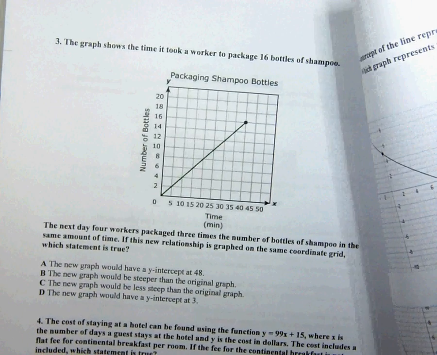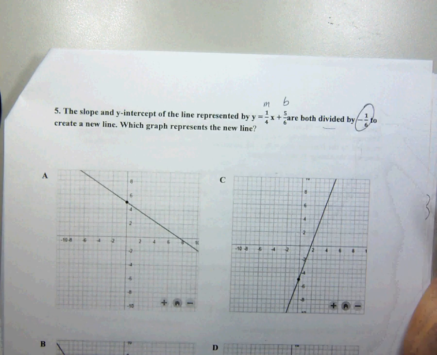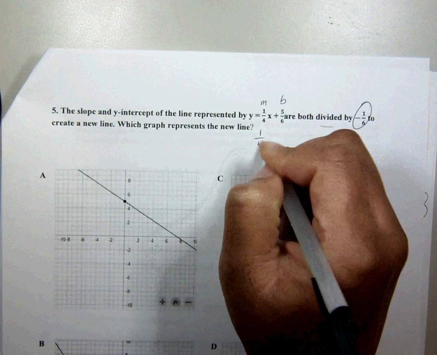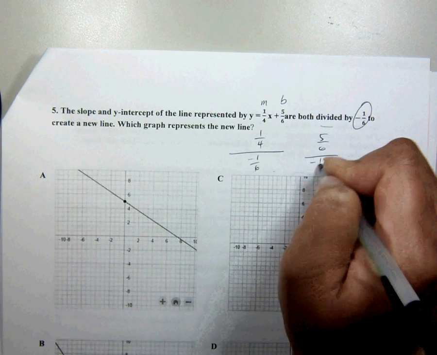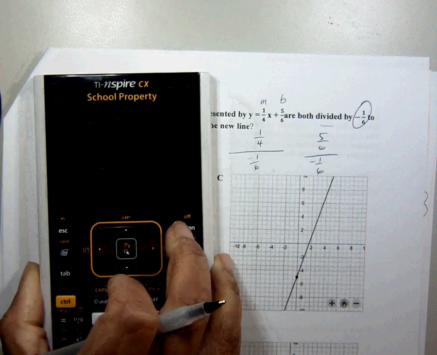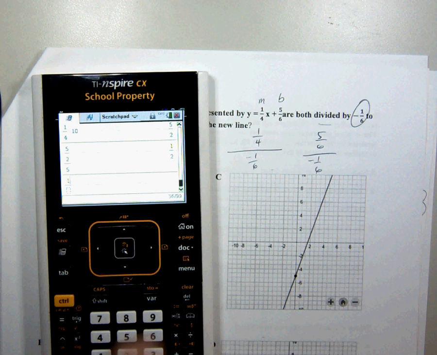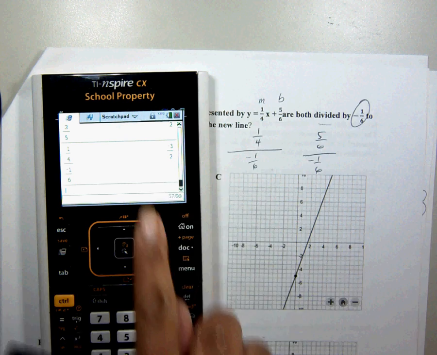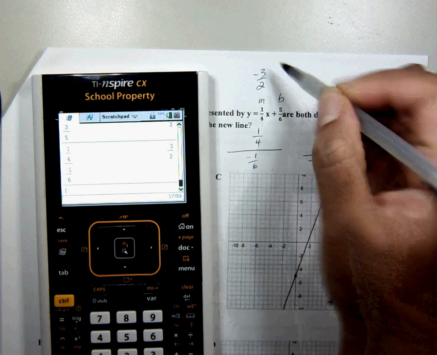And I take that back. I want to do number 5. It wants you to divide m and the b by -1/6. So remember I taught you to set it up like this. 5/6 and set it up like this, and if you needed to, use the calculator to divide. So control divide 1 divided by 4 over -1 divided by 6. That gives me -3/2. So he becomes -3/2.